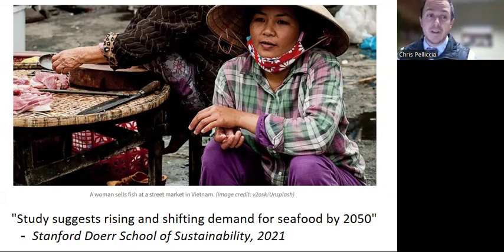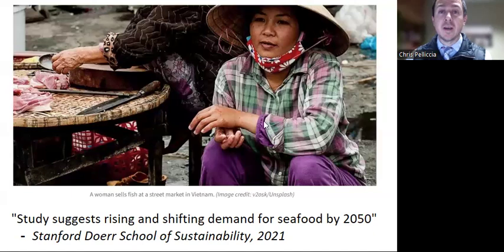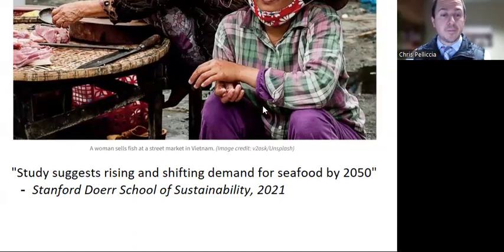And here we see a picture of a woman selling fish at a street market in Vietnam. And I think you can imagine that as the world adds more people, and as those people generally rise in affluence, there will be an increase in the amount of fish that populations will be eating.